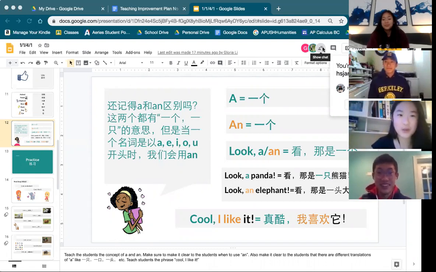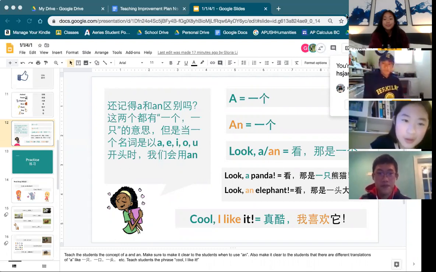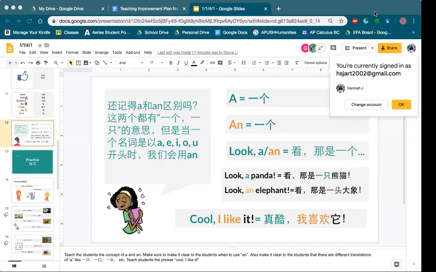So today we'll just be going through another generic lesson, and today I'll be doing a grammar slide, and those three will be doing different activities. Okay, so right now we see this grammar slide.